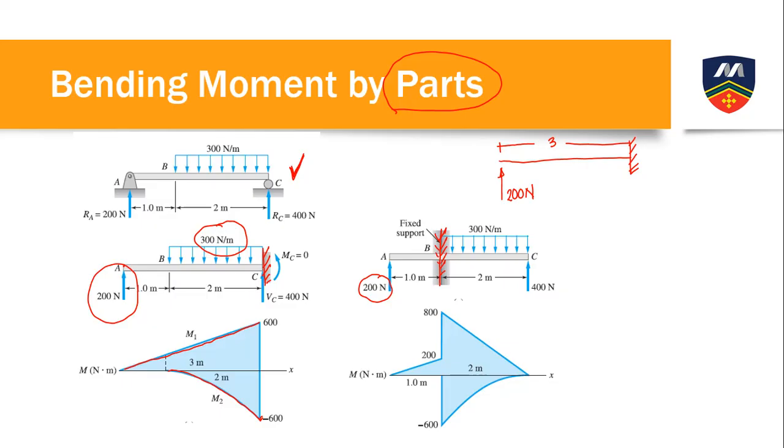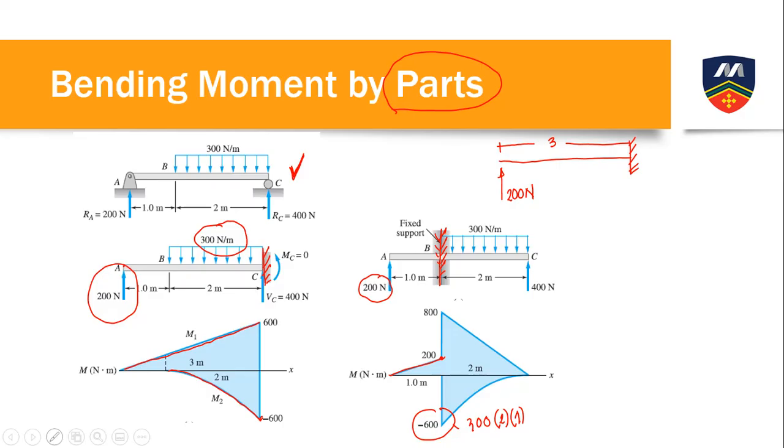If at our cantilever there is B, in that case we can do 200 times 1. Okay? Then 300 Newton, pababa siya, that is 300 times 2 times 1, the moment arm.